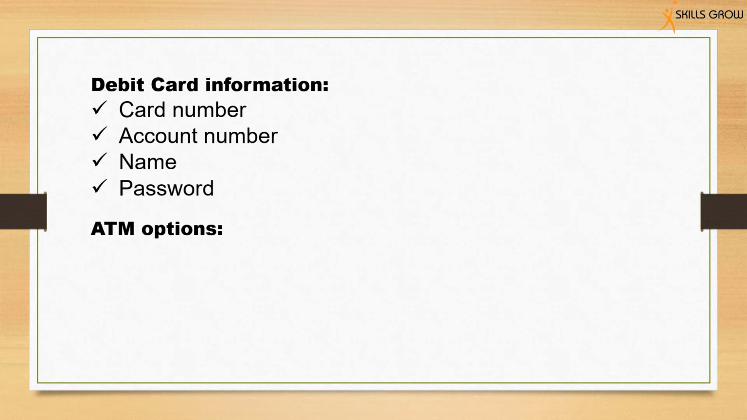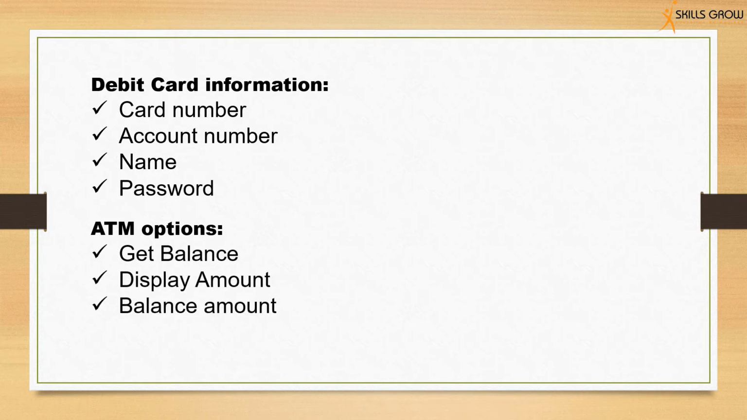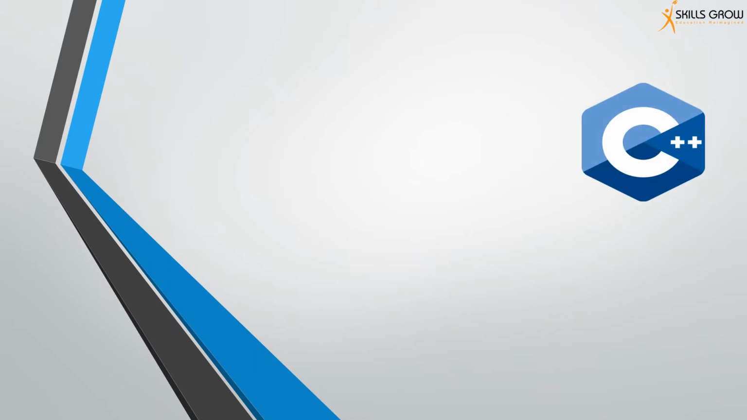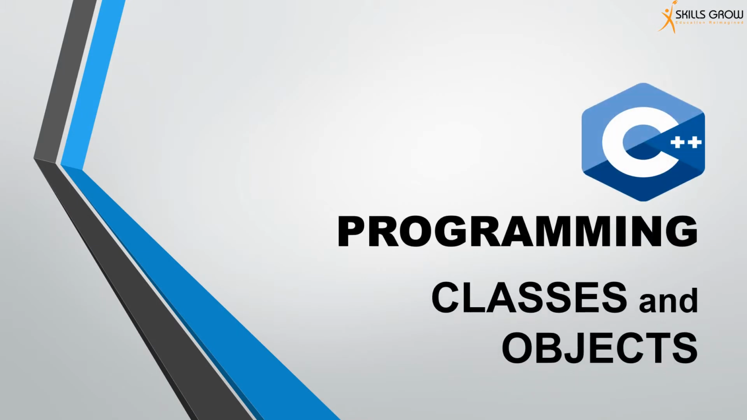When we swipe our card in an ATM, we get a number of options like get balance, display amount, balance amount, and withdraw amount. These are all the common options for everyone, but we don't know how these functions are carried out in the ATM machine. To know about that, let's learn a small topic in C++, that is classes and objects.